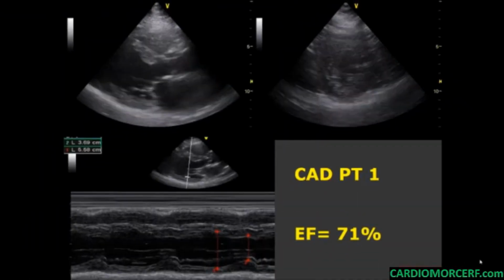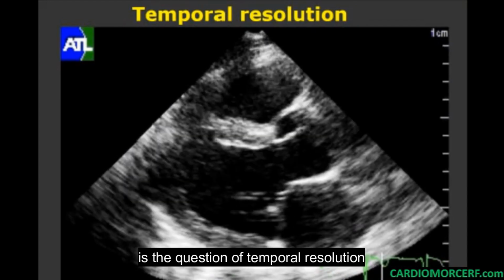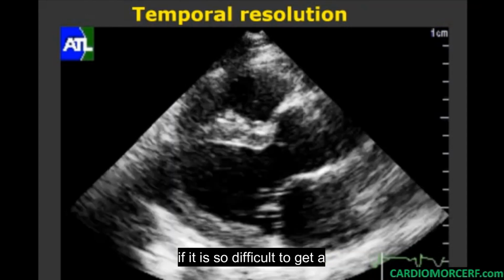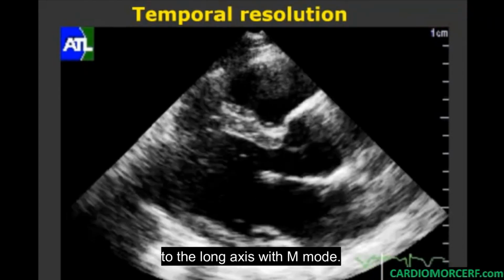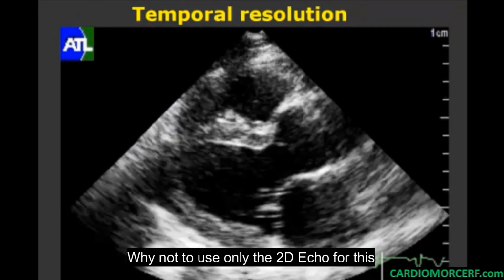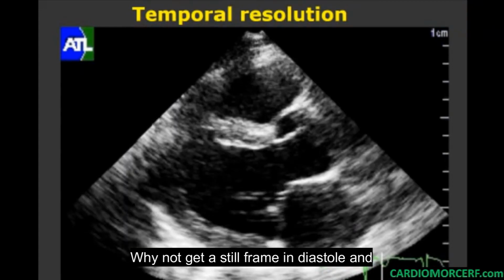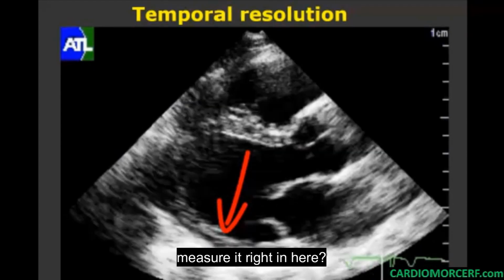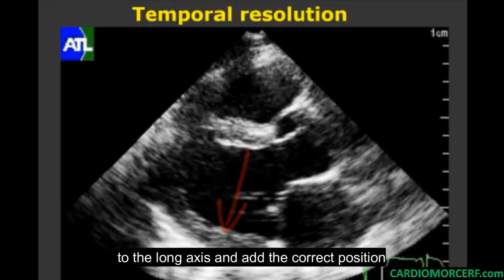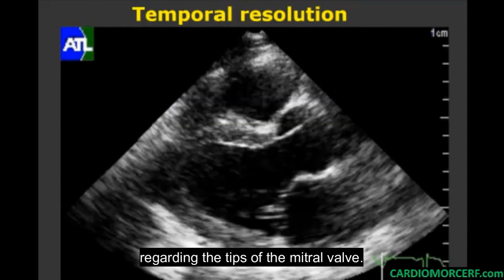Another problem is the question of temporal resolution. You might ask, if it is so difficult to get a perpendicular short axis diameter to the long axis with M mode, why not use only the 2D echo for this measurement? It appears logical. Why not get a still frame in diastole and measure it right in here, perpendicular to the long axis and at the correct position regarding the tips of the mitral valve?